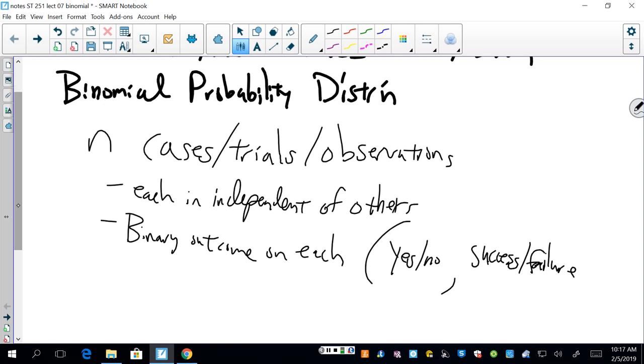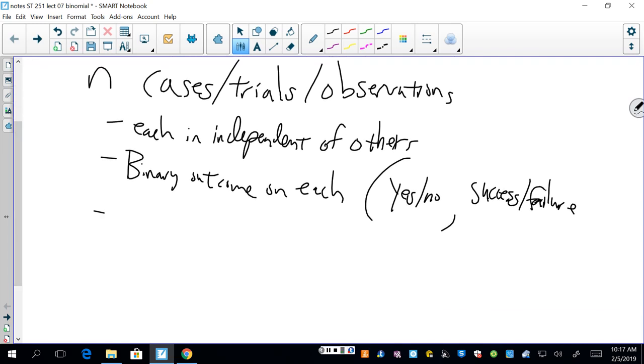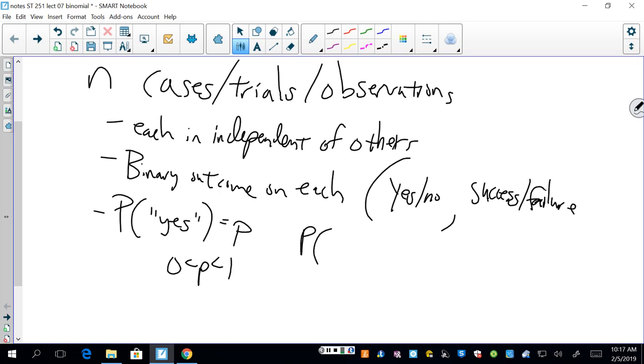So there's a binary outcome on each one. The probability of yes, or one particular outcome, is the probability p between 0 and 1. And so the probability of the opposite outcome, no, is just 1 minus that. And the thing that we count is the number of times that we get a yes out of all of the subjects.